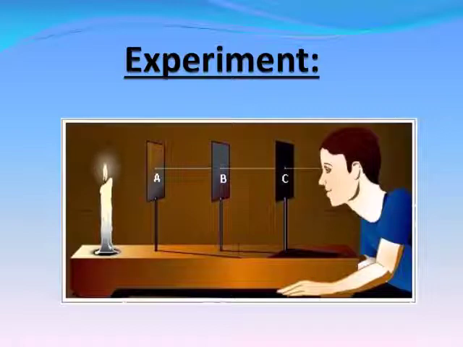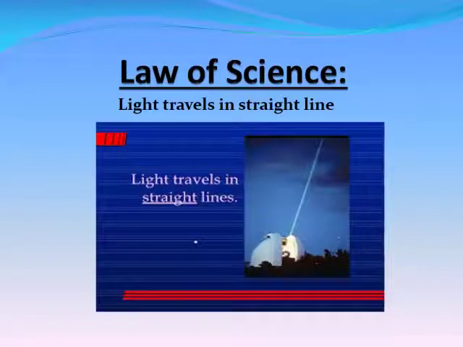And carrying out experiments to test the hypothesis. Light is found to travel in a straight line. The hypothesis that light travels in a straight line becomes a theory. After being tested a number of times and found to be true, the theory that light travels in a straight line finally becomes a law of science.